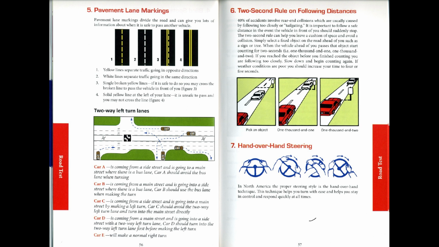Simply select a fixed object on the road ahead of you such as a sign or tree. When the vehicle ahead of you passes that object, start counting for 2 seconds, by saying 1001, 1002. If you reached the object before you finished counting, you are following too closely. Slow down and begin counting again. If weather conditions are poor, you should increase your time to 4 or 5 seconds.